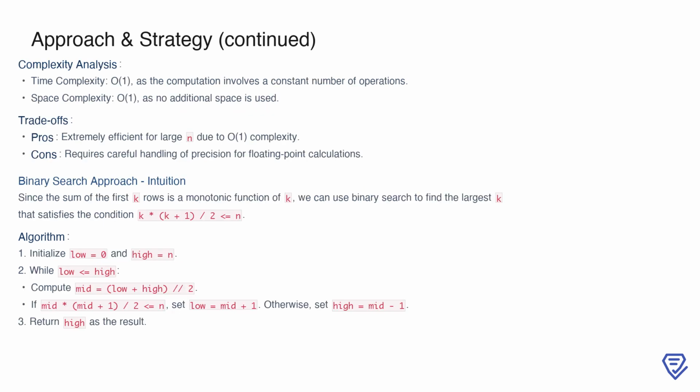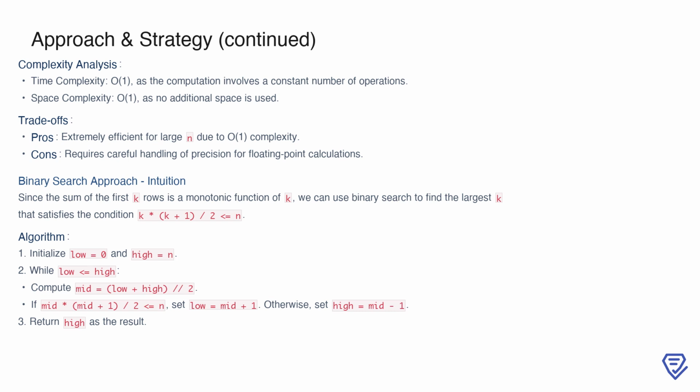The mathematical approach stands out for its efficiency, with a time complexity of O(1). This is because the computation involves only a fixed number of operations, regardless of the size of n. Similarly, its space complexity is also O(1), as no additional memory is required. The main advantage of this method is its speed, making it an excellent choice for very large inputs. However, it does require careful handling of floating point calculations to ensure precision, though this is manageable given the problem's constraints.